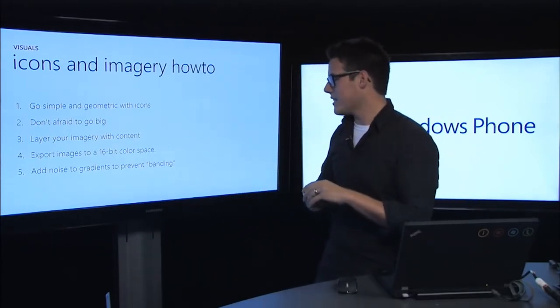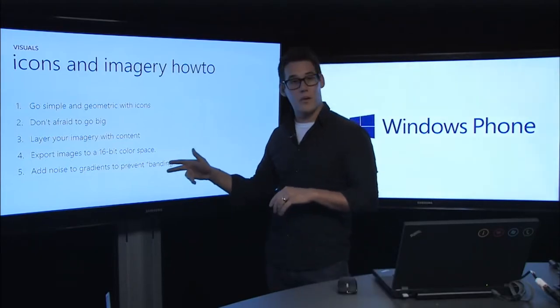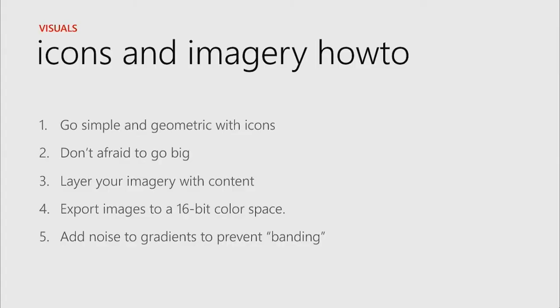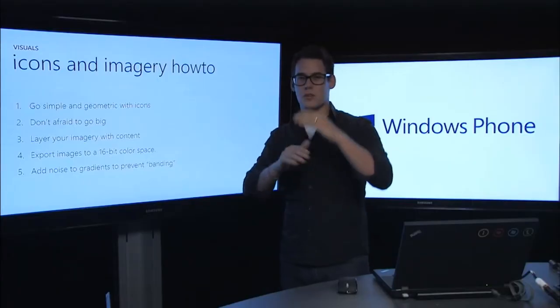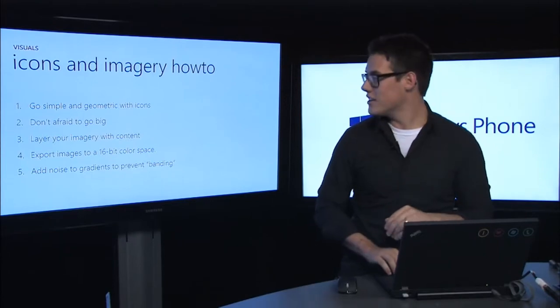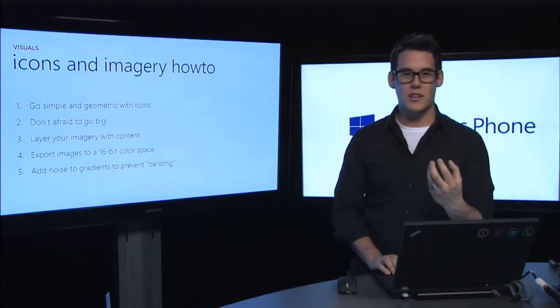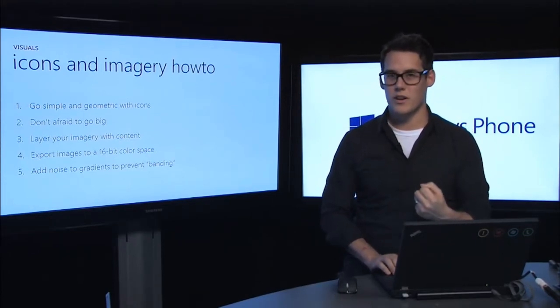A good way to get rid of that, in Photoshop, Fireworks, whatever your default design program is, is when you're saving out a gradient, a background gradient. I just designed an application that had the sky in it, and it had a dark blue all the way to a black gradient in the background. Just add a little bit of noise in Photoshop or Fireworks to prevent that banding where you see the compression happening, and it will look smooth and buttery in the background. It's a good, simple trick to make your imagery and your icons pop when you're designing a Windows Phone 8 application.